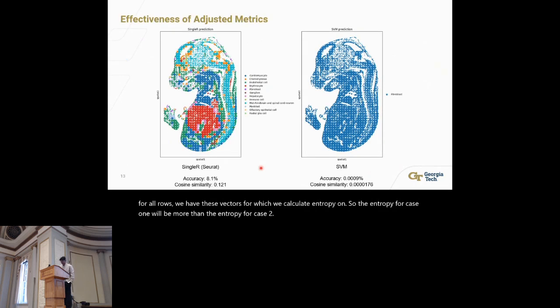So using the entropy measure for our metric, using those two, using the accuracy and the cosine similarity on the entropy, we get the adjusted metric, where the adjusted metric for the single R is greater than the SVM prediction, which is much more reasonable.